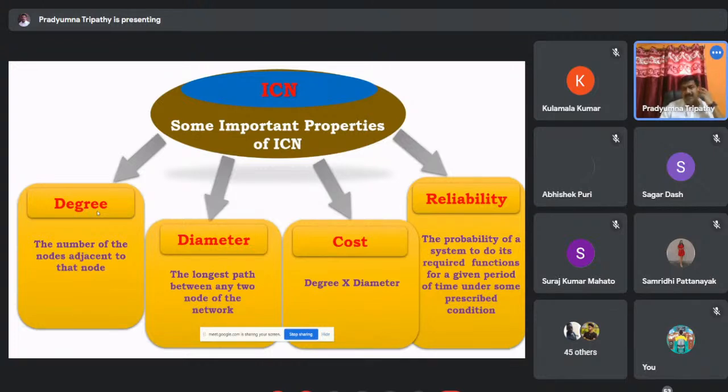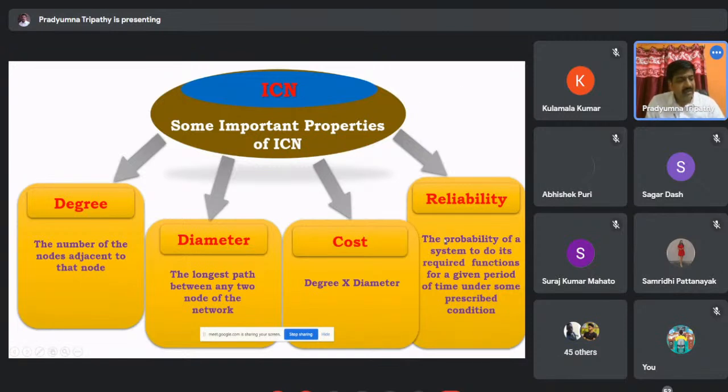The diameter is defined as the longest path between any two nodes on the network. Diameter actually says we find the shortest distance between any two nodes on the network. Then among those we find out the longest one. That gives the diameter. A lower diameter signifies we have fewer hops to transmit the data. The cost here is defined as the degree times the diameter. The objective is to reduce this cost.